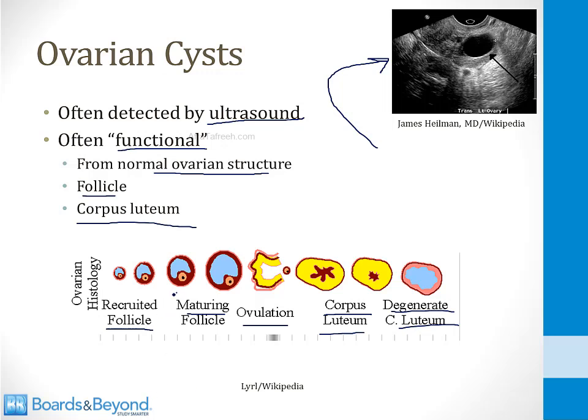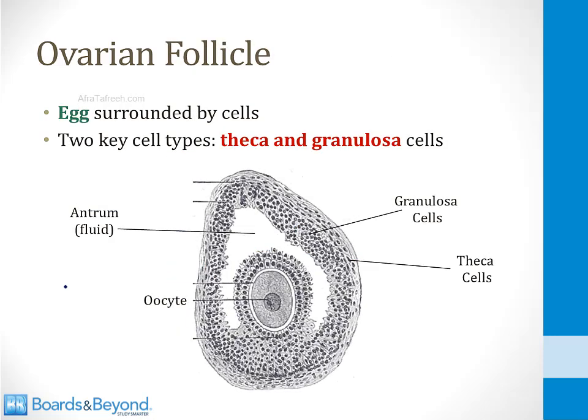A follicular cyst is a follicle that fails to release its egg, and a corpus luteum cyst is a corpus luteum that fails to degenerate. Before we get into specific types of ovarian cysts, let's briefly review how follicles work in the ovary, because this will be important to understanding how these cysts function.